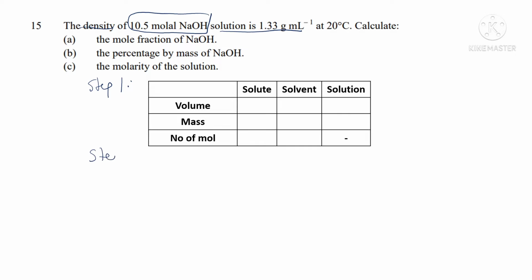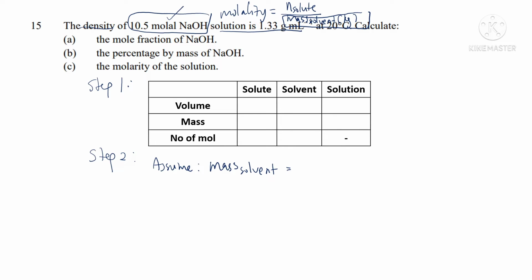Therefore, in step number 2, we need to make assumptions in order to solve the question. Usually, I suggest students use the concentration measurement term to make the assumption. Since we are given molality, which is equal to moles of solute divided by the mass of solvent in kg, the easiest assumption to make is that the mass of solvent is equal to 1 kg. So mass of solvent equals 1 kg.